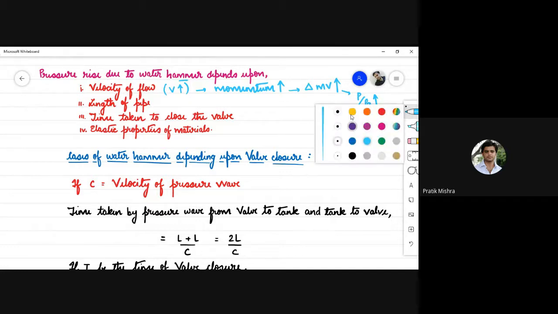The next parameter that is going to affect the pressure head is the length of the pipe. So, third one is time taken to close the valve. ये हम आगे अभी देखेंगे कि how time is dependent on the valve. And lastly, what are the elastic properties of the material.